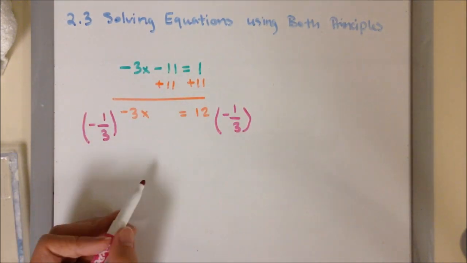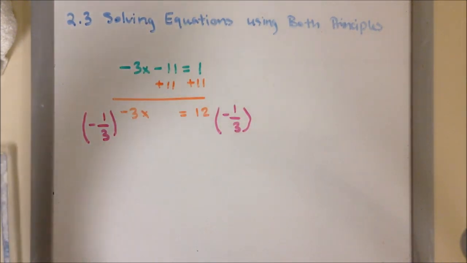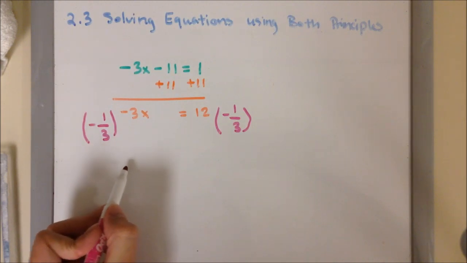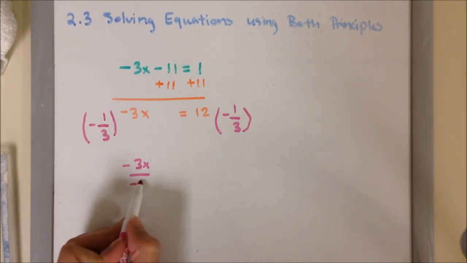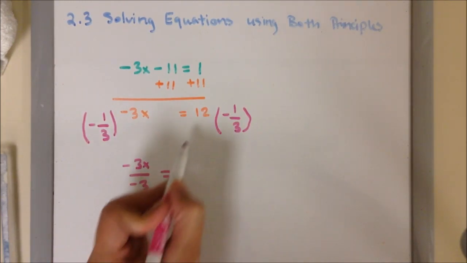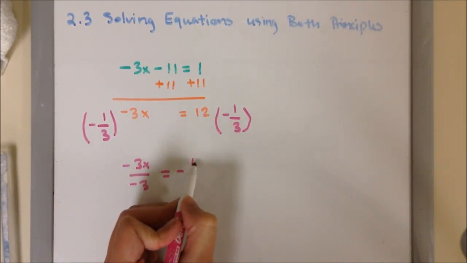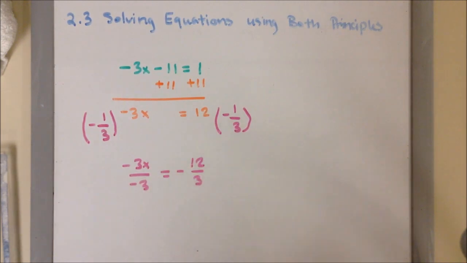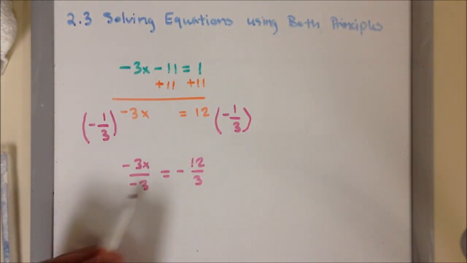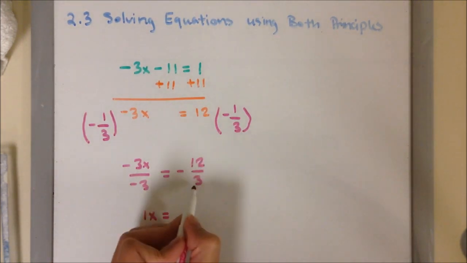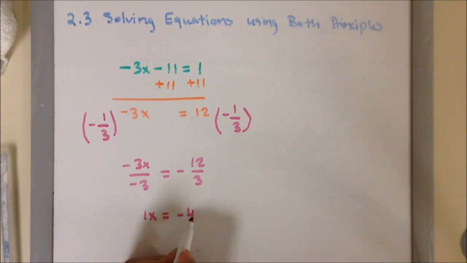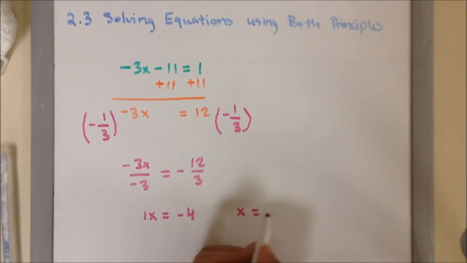Now essentially it's just the same thing as what we did before, just a different form of it. So here we're going to have negative 3x over negative 3, and then negative 12 over negative 3. So that's all I did. Negative 3x divided by negative 3 will be positive 1x, equal to negative 12 divided by negative 3 will be 4. Simply x equals 4.